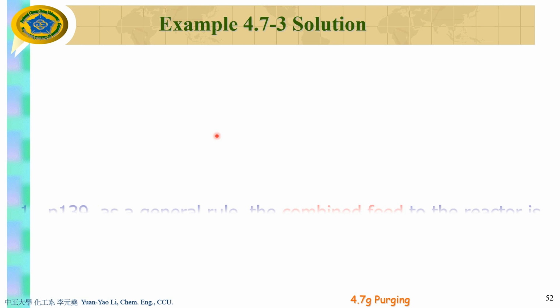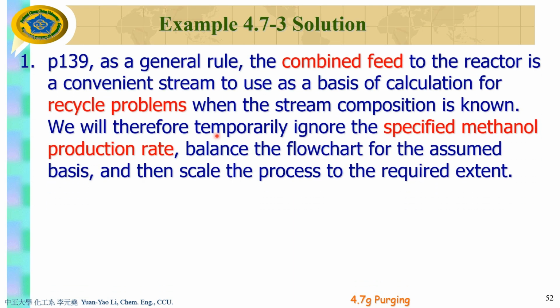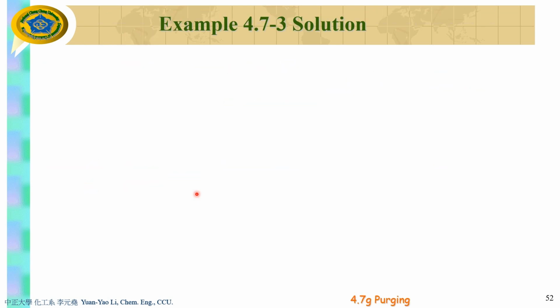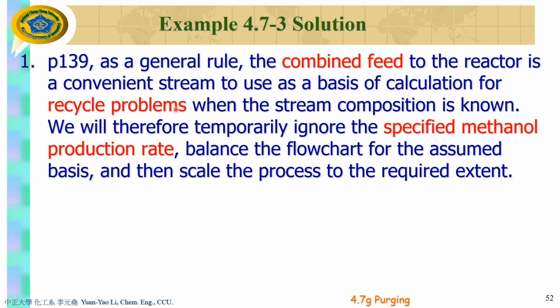So the solution is that, please read this. In the general rule, a combined feed to the reactor is a conventional stream to use as a basis of calculation for recycle problems. So you might say, well, Professor, why can I use 100 here, not here? Yes, this is the answer I want to tell you. It's more convenient for you to base the calculation on this for the recycle.